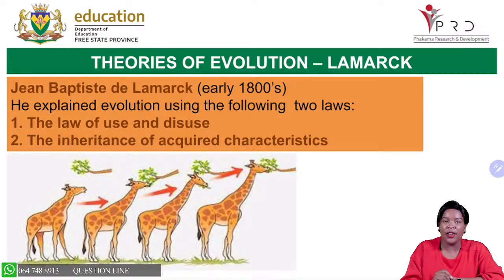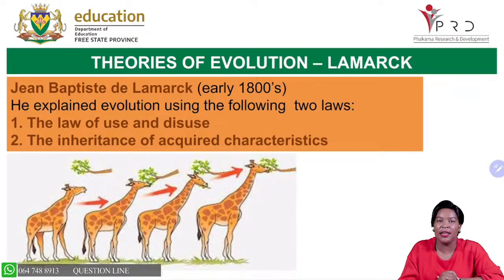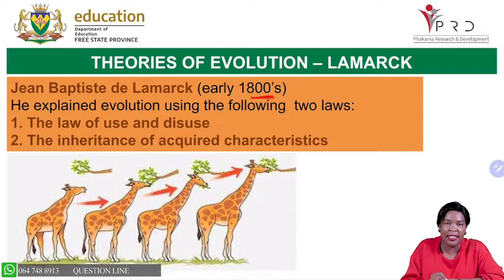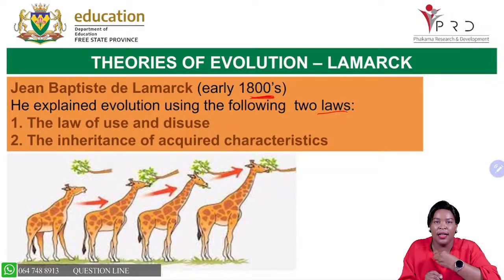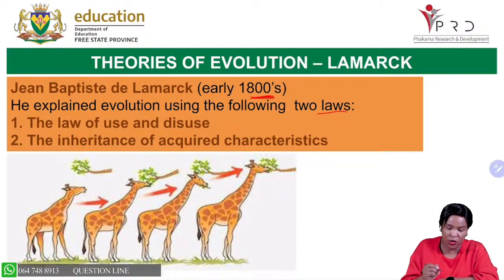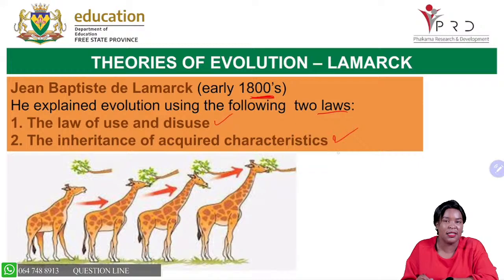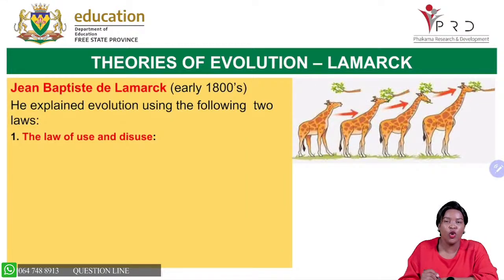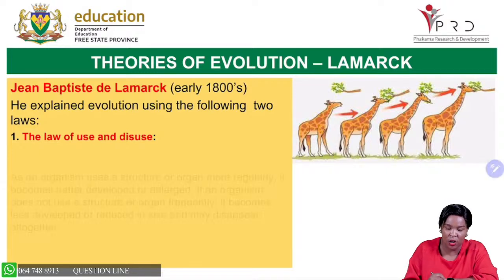Right. So we will look at how Lamarck would explain evolution according to his theory. He came up with this theory in the 1800s, and he explained evolution using two laws. When they ask you what are the two laws that Lamarck used to explain his theory of evolution, you are going to say he used the law of use and disuse and the law of inheritance of acquired characteristics. That's how he explained evolution. But let's take a look at these laws. What do they say now? What do the laws say?